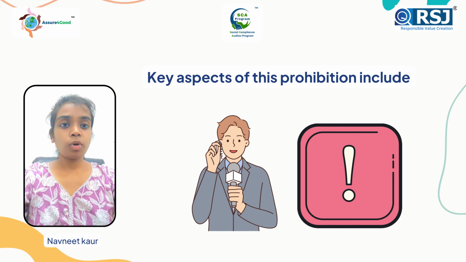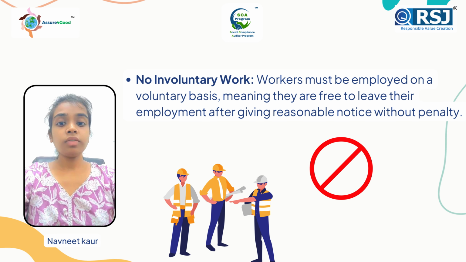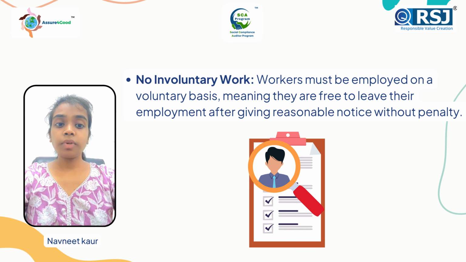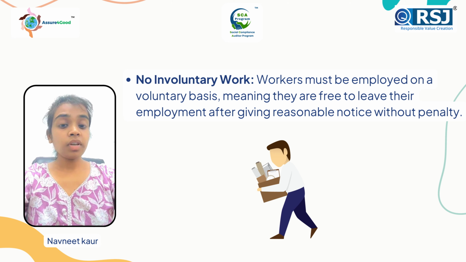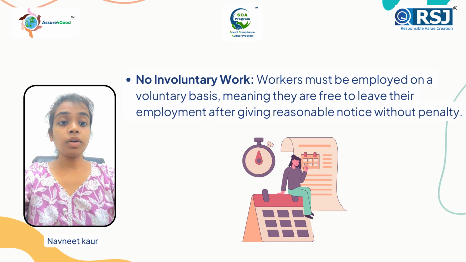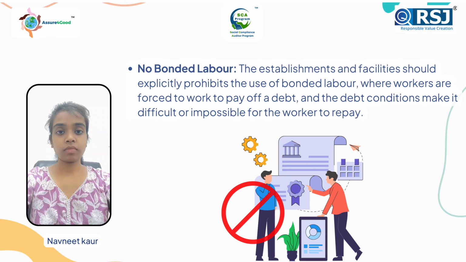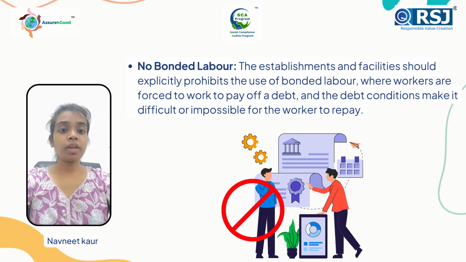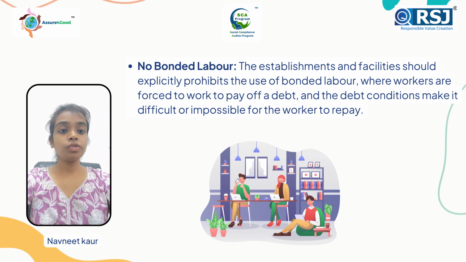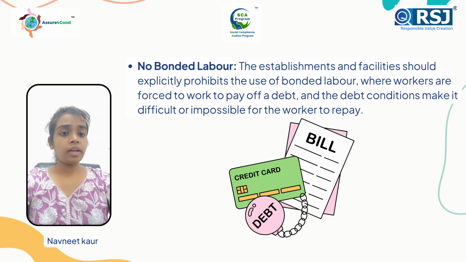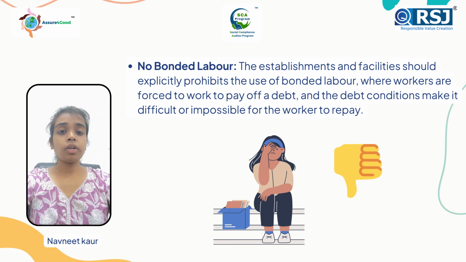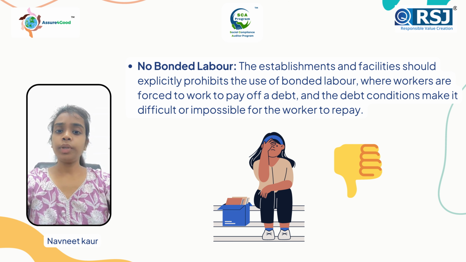Key aspects of this prohibition include no involuntary work. Workers must be employed on a voluntary basis, meaning they are free to leave their employment after giving a reasonable notice without penalty. No bonded labor. The establishment and facilities should explicitly prohibit the use of bonded labor, where workers are forced to work to pay off a debt and the debt conditions make it difficult or impossible for the worker to repay.